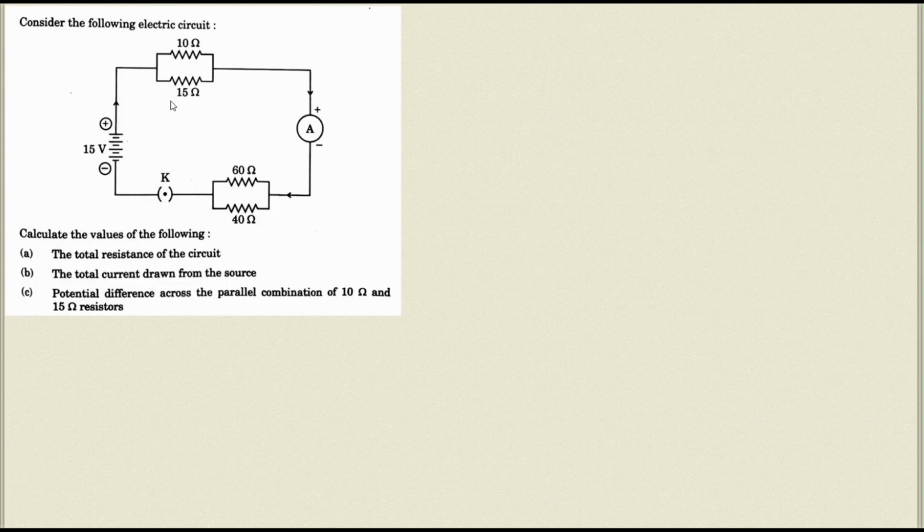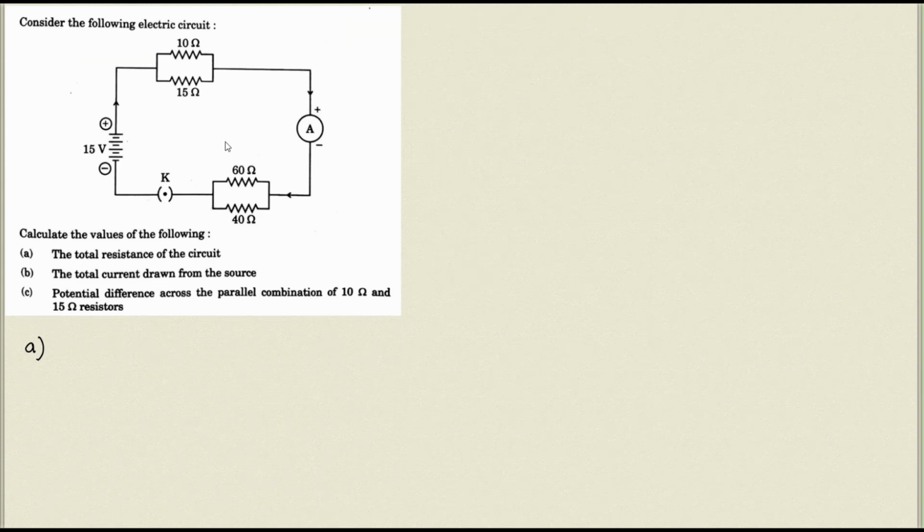So the next question: consider the following electric circuit. A circuit diagram is given. Calculate the values of the following: the total resistance of the circuit, the total current drawn from the source, and the potential difference across the parallel combination of 10 omega and 15 omega resistors. Once you are given a circuit diagram, first of all identify whether it is a series or parallel connection. Then it will be easy for you to solve it.